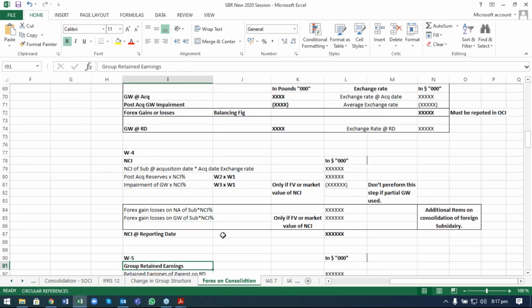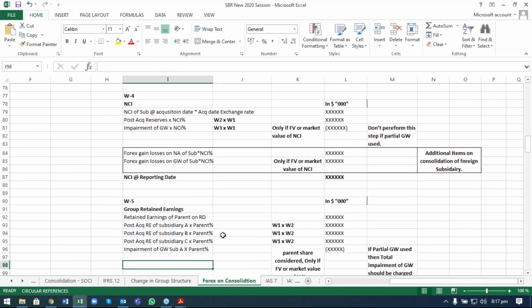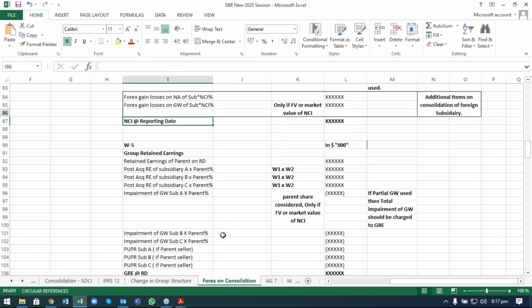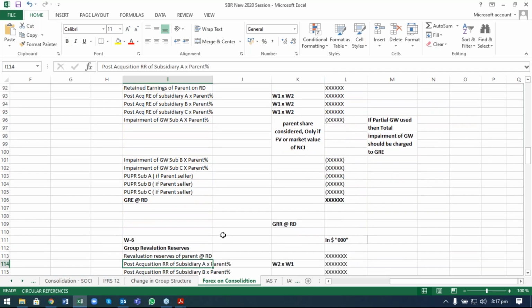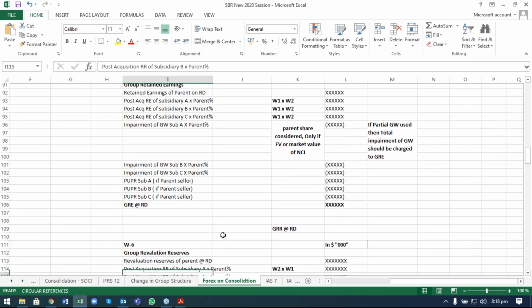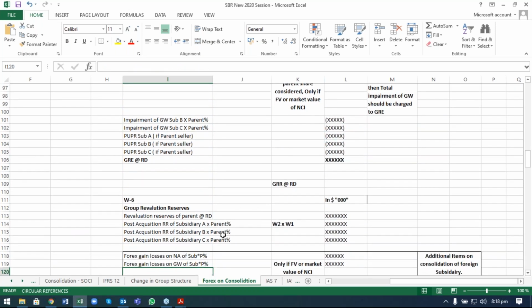And another thing you need to perform when you are translating a foreign subsidiary: you need to add up your foreign exchange gains and losses to working number 6, that is the group revaluation reserve. Why? This is retained earnings, and we are not going to update other comprehensive income within the retained earnings of the company. If there are gains and losses reported in other comprehensive income, those must be assigned to group revaluation reserves or group other reserves, not to the retained earnings.